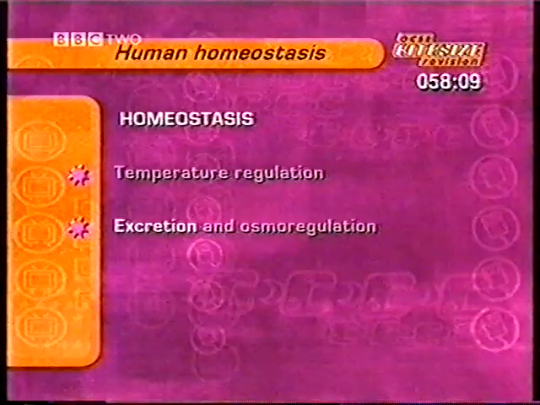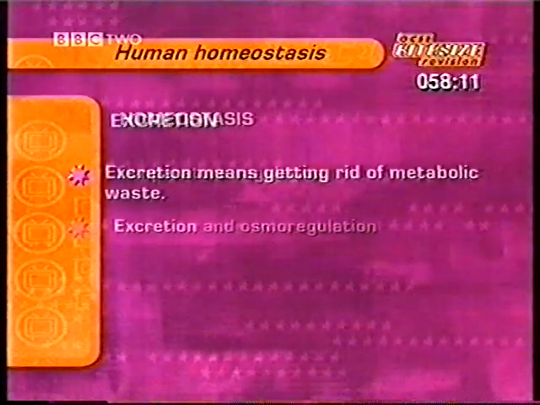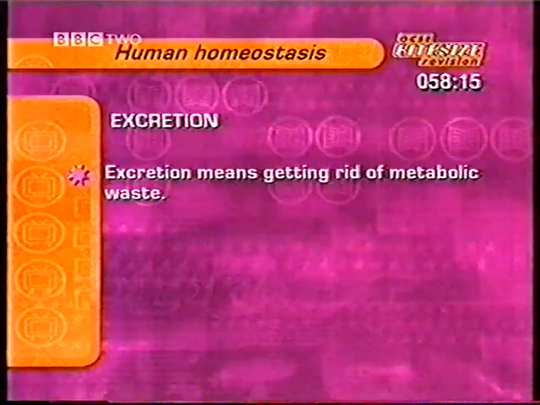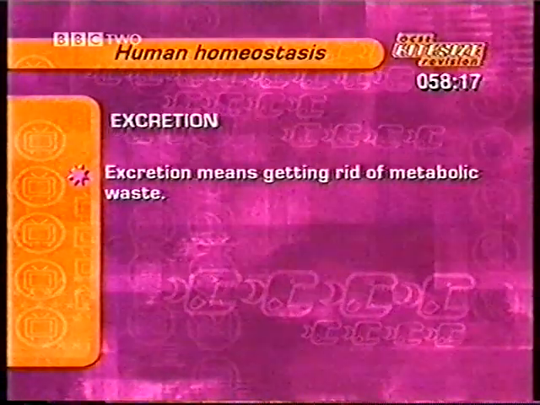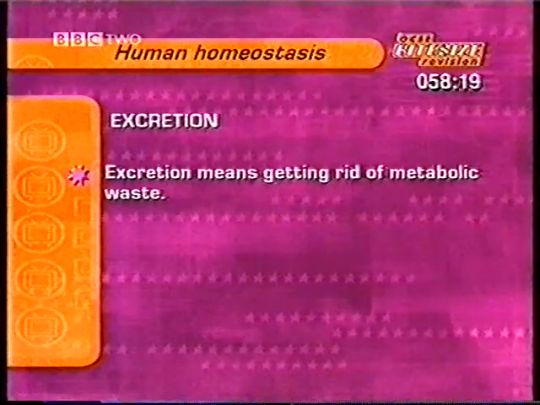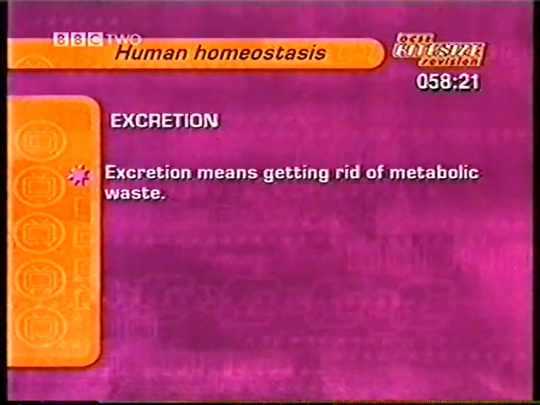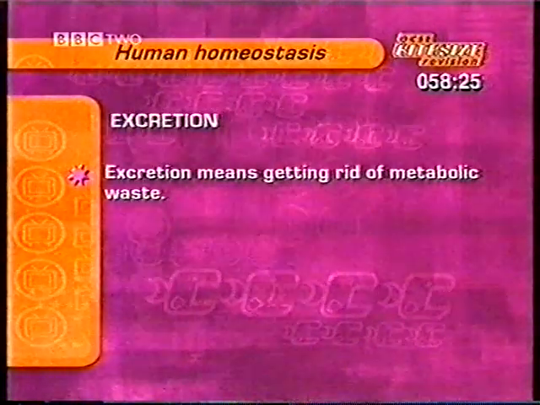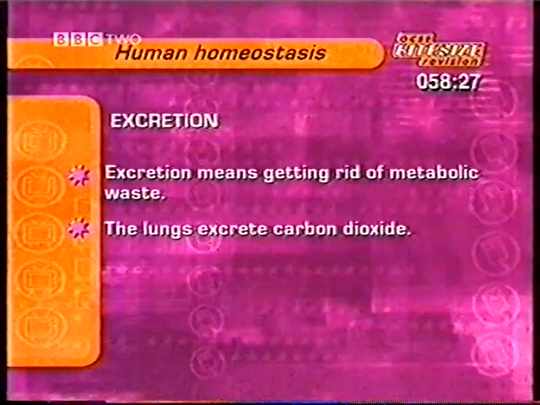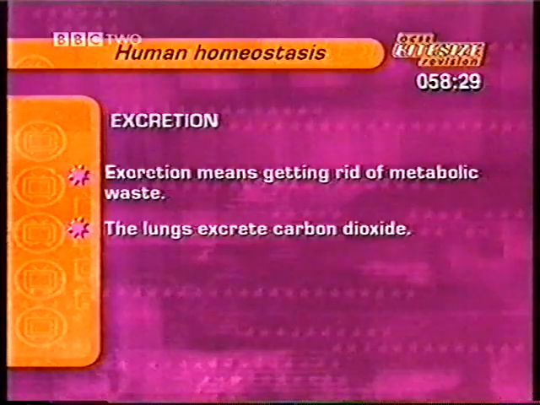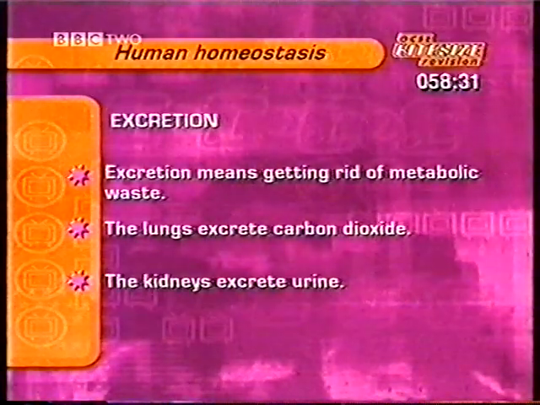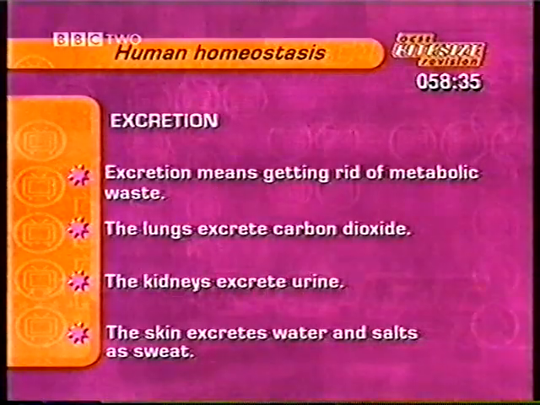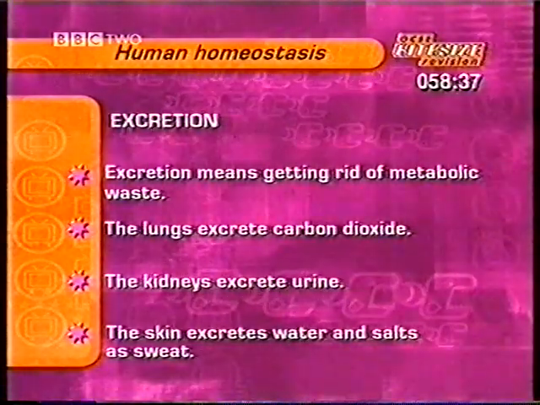This next part of homeostasis looks at excretion. Excretion means getting rid of metabolic waste, which the body produces as a result of the different reactions that are continually taking place in it. The two major organs involved in excretion are the lungs, which excrete carbon dioxide and water, and the kidneys, which excrete urine. The skin also excretes water, salts, and some traces of urea as sweat.